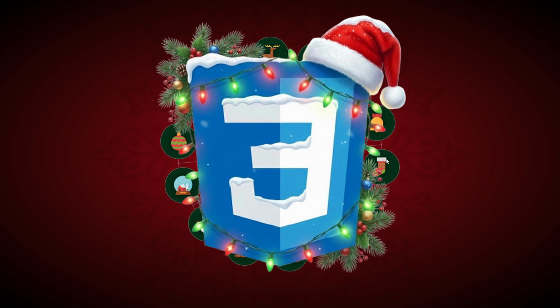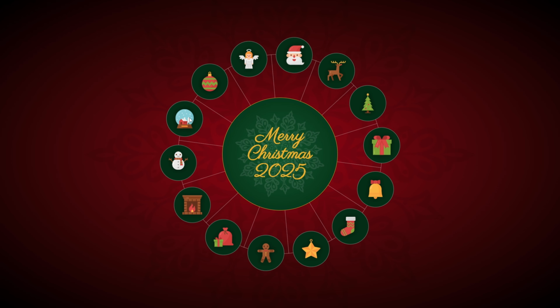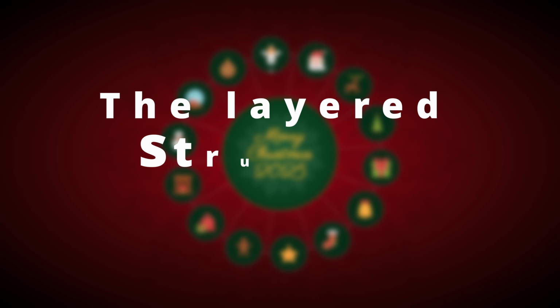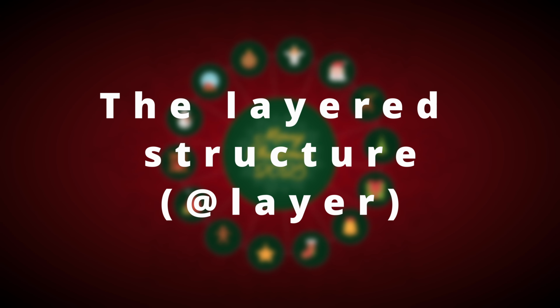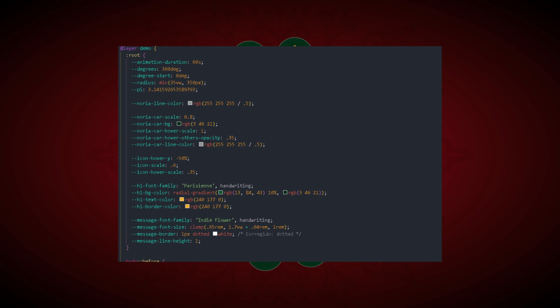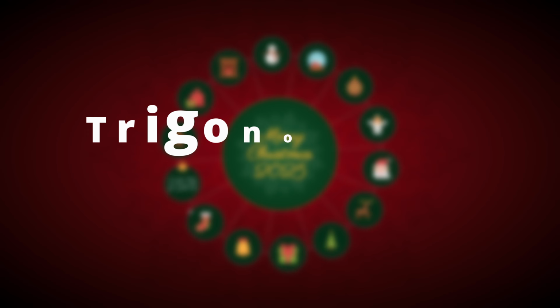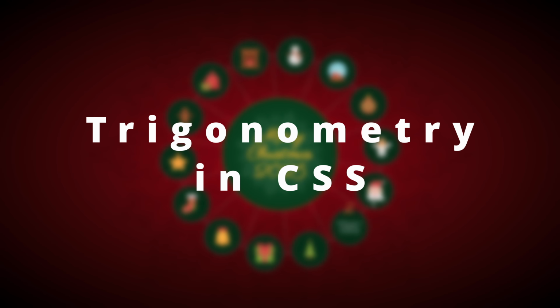This project is built with HTML and CSS. Let's start with the CSS. First, we define the layer structure. The code uses @layer base, demo. This is great for organizing CSS. The base layer contains the general styles, while demo contains all the Ferris wheel logic. This avoids specificity conflicts.